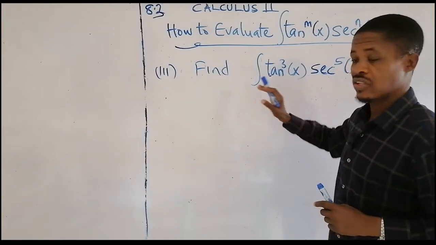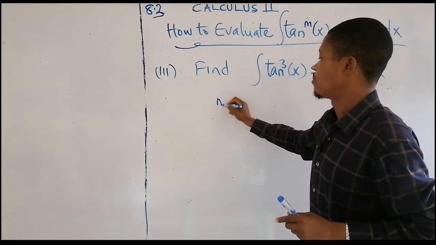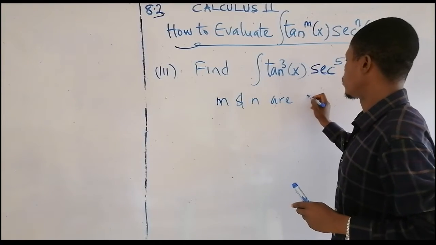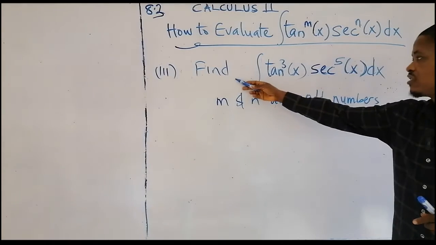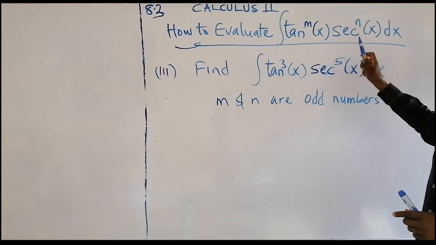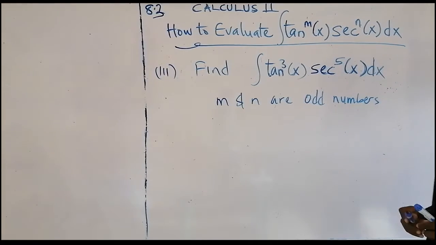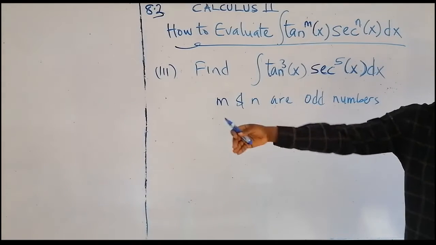In this question, we're looking at the third case where the two powers, m and n, are both odd numbers. Find the integral of this. The power of tan is 3, an odd number, and the power of sec is 5, also an odd number. So in that case, we're going to use the case 2 method.